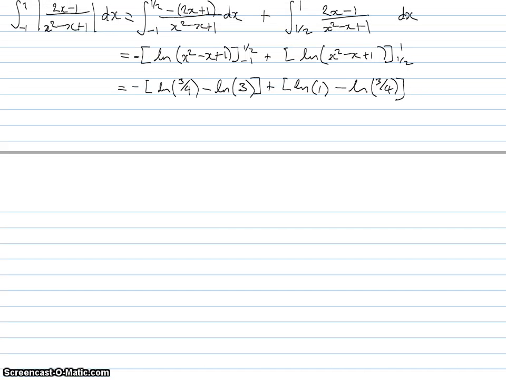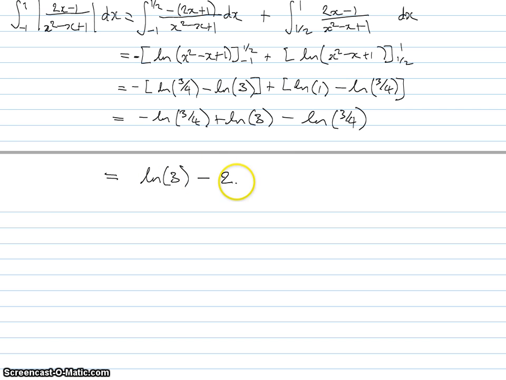There we go. Okay. So for this one, now we expand this out a bit. So this is the same thing as minus ln of 3 over 4, plus ln 3, minus ln of 3 over 4. Ln of 1, of course, is 0. What does this give us? This gives us ln of 3 minus 2 ln of 3 over 4.